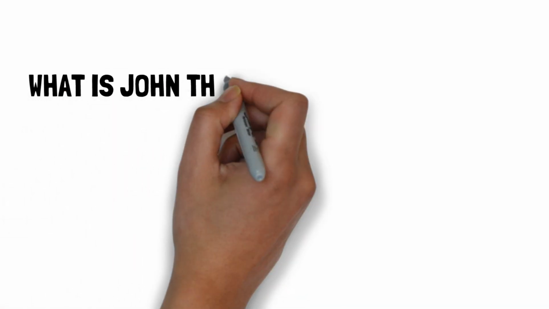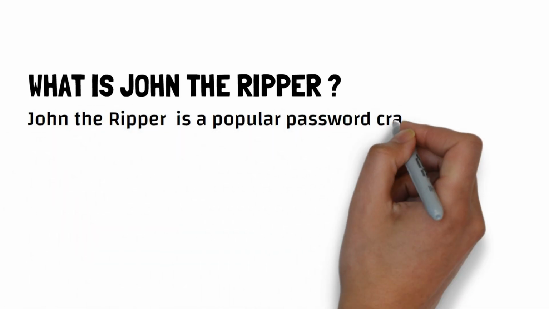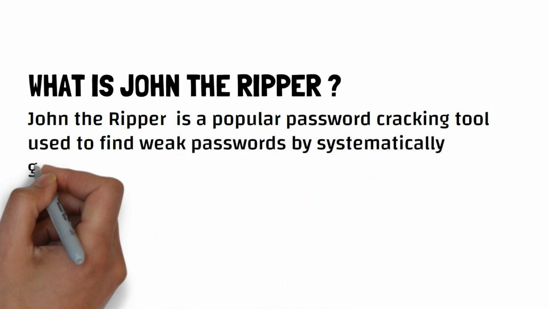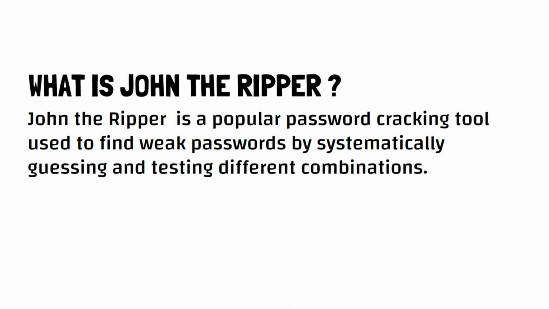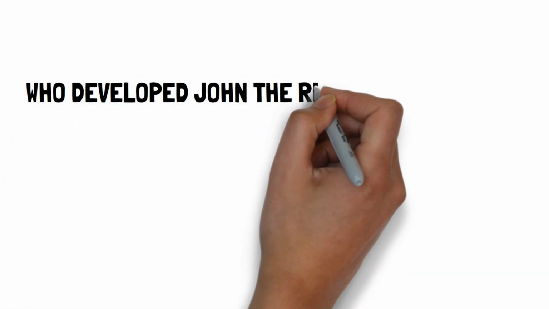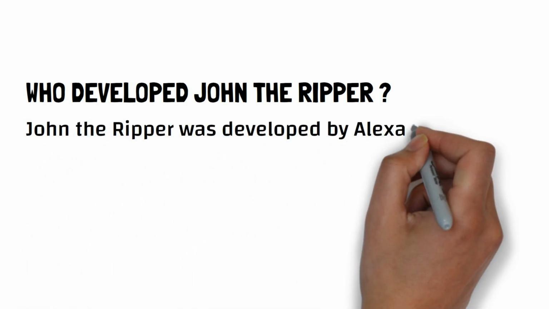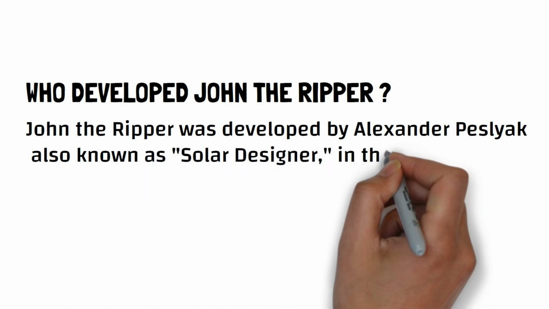What is John the Ripper? John the Ripper is a popular password cracking tool used to find weak passwords by systematically guessing and testing different combinations. Who developed John the Ripper? John the Ripper was developed by Alexander Peslyak, also known as Solar Designer, in the late 1990s.